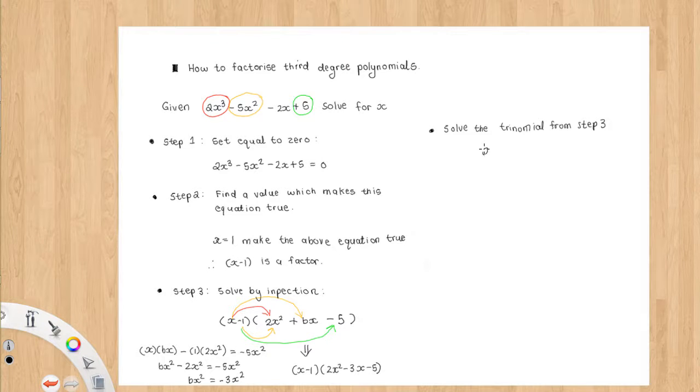Step number 4 is to then solve the trinomial which we've formed in step 3. This doesn't have any clear factors, so let's use the quadratic equation. For the quadratic equation, we first need to identify a, b, and c. In this trinomial, a is equal to 2, b is equal to minus 3, and c is equal to minus 5. Then, into the quadratic equation, we'll have that x is equal to minus b plus or minus the square root of b squared minus 4 times a times c, all of this divided by 2 times a.